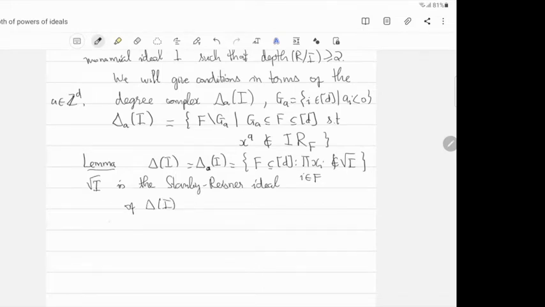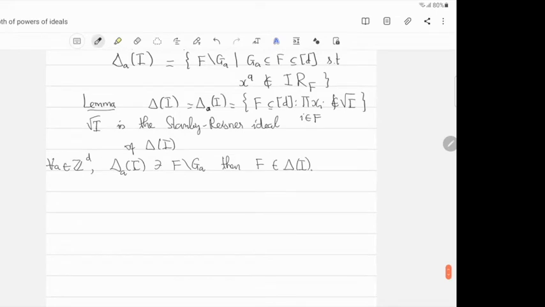And moreover, you can also easily prove that for all a in Z^d, if F minus the negative support of a is a face of Δ_a(I), then F actually is a face of Δ(I) without a. So now our goal is to describe completely this complex when I is unmixed. And for that, we will describe the facets.